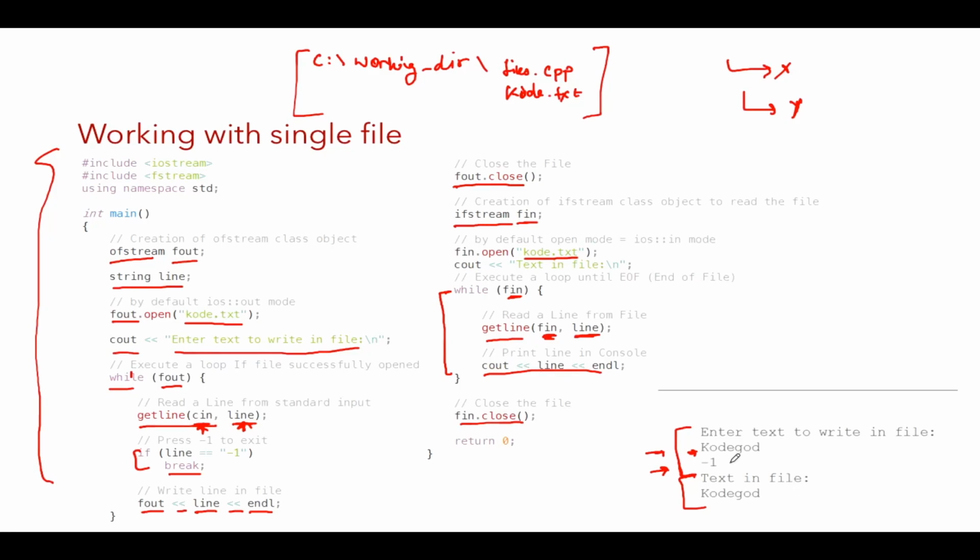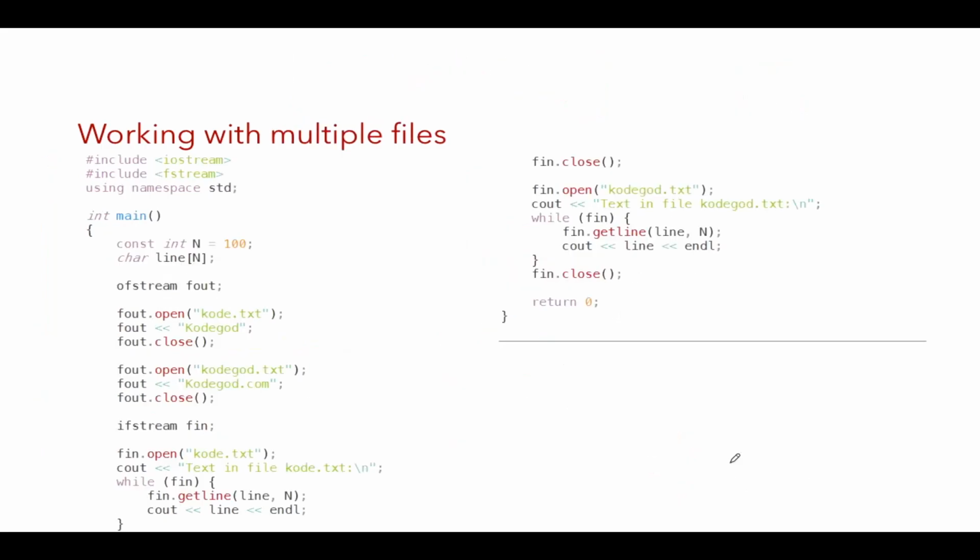There are other ways to identify whether the end of the file is reached or not. You can use EOF as the keyword, or there are additional functions provided by the C++ library. That is something that we are going to check in the upcoming slides. Now next is working with multiple files.